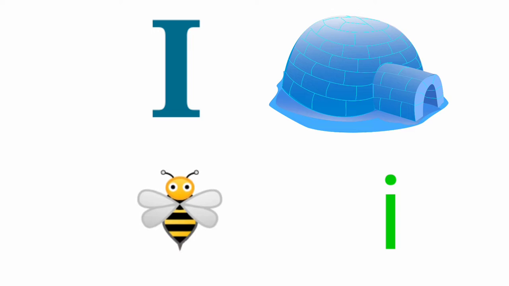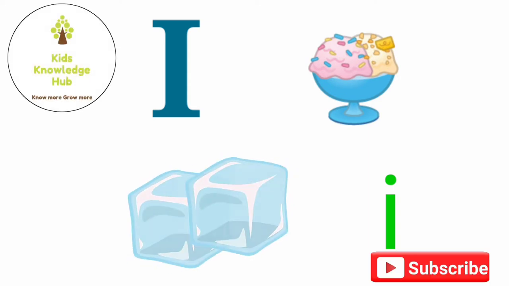Letter is I. Sound is E. E, E, E. I for igloo. I for insect. I for ice cream. I for ice cube.